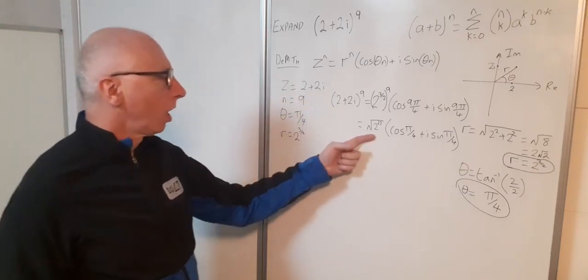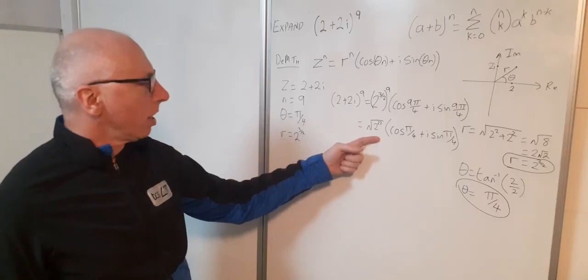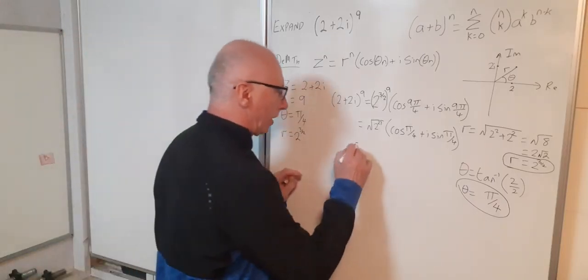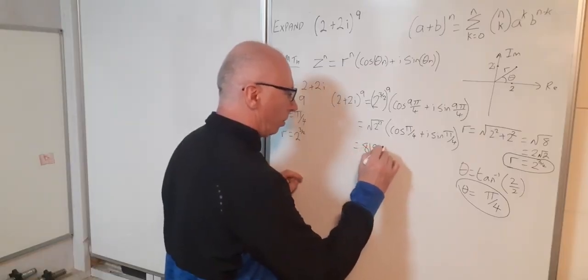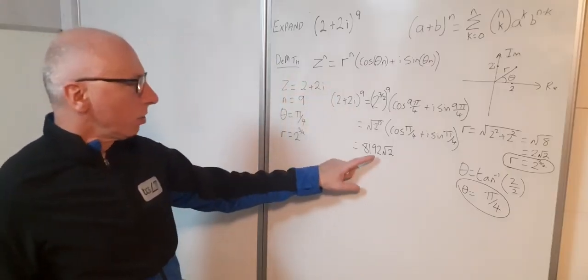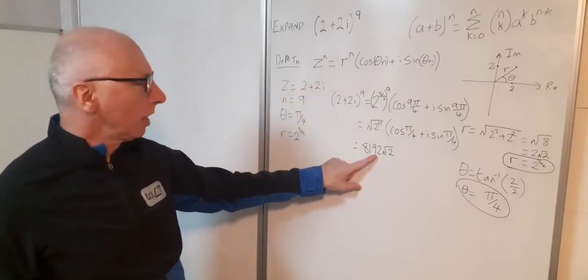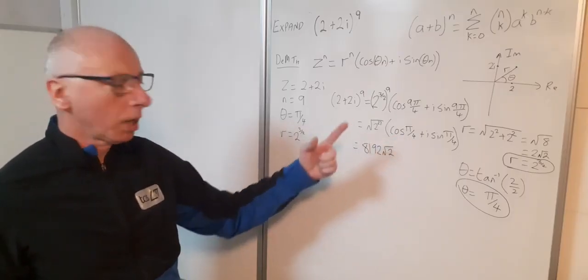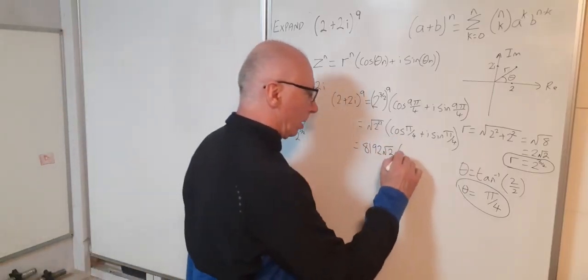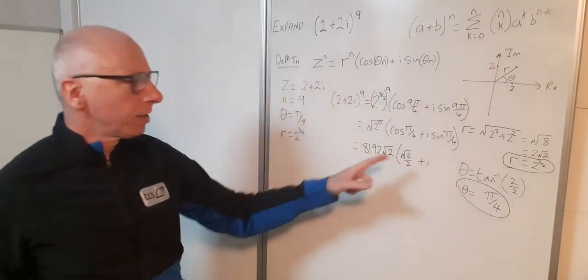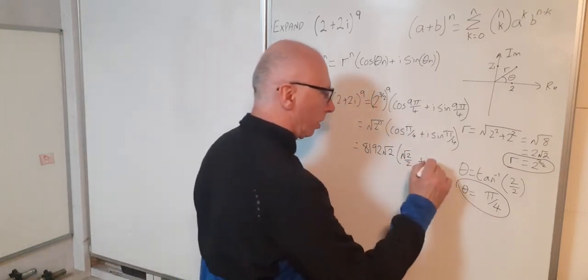Now, square root of 2 to the power of 27, that's going to give us 8,192 root 2. So I'll let you check that. 8192 times root 2. So basically it's 2 to the power of 13 plus another root 2 on top. And then we've got cosine pi over 4. Well, cosine of pi over 4, we know is root 2 over 2. So that's root 2 over 2 plus i, and then sine of pi over 4 is also root 2 over 2.